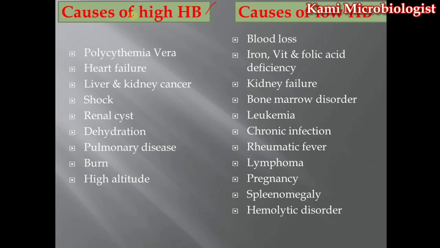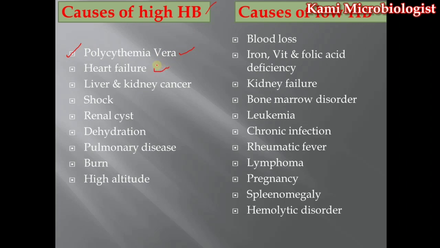Let's talk first about the causes of high hemoglobin, or the conditions in which the hemoglobin concentration is high. First we have polycythemia vera. It means a high number of RBC in the body. So just think about it. When there is a high number of RBC, what happens? Obviously the hemoglobin concentration is also increasing.